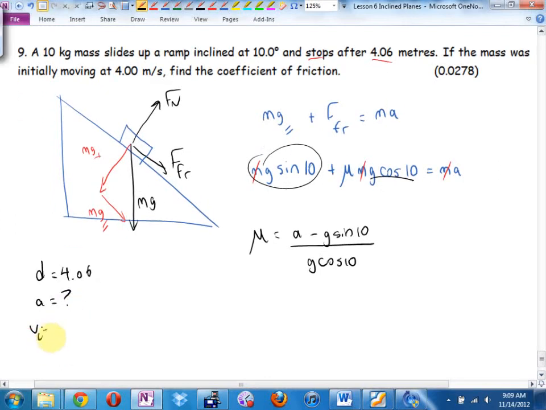VI, it says, is 4, yes? V final is 0. Is that enough to find an acceleration? Emily is nodding her head. Emily is correct. Which equation? Get the A by itself. You're right, it's the right equation. Get the A by itself in your head.